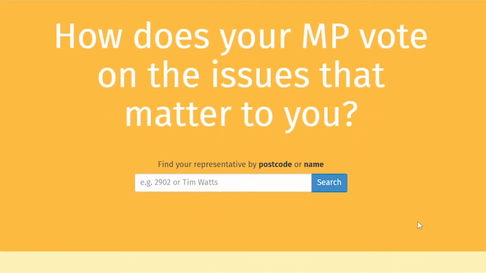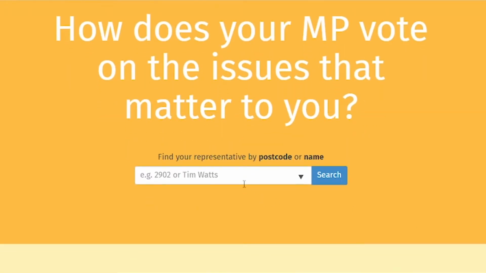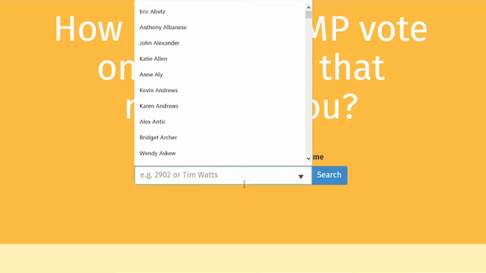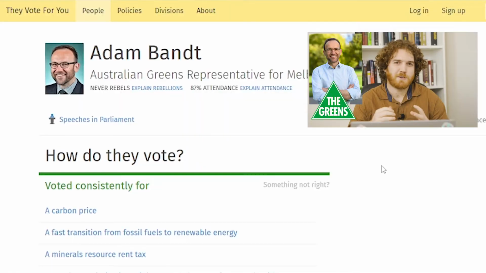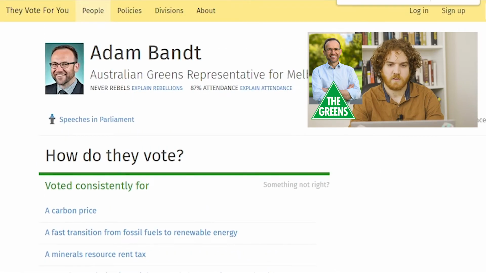Using theyvoteforyou.org.au is pretty simple. You can either type in a postcode or a name. In this instance, I am going to put in Adam Bandt first. We're going to start with the Greens because they are by far the largest of the non-major political parties. And I'm going to look at climate change as my first topic, not because we're looking at the Greens first, but because that is the first topic that I did for the major parties as well, if you want to look at that episode. So let's put in renewables.